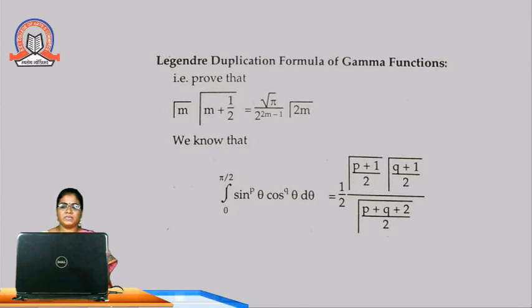Legendre duplication formula of gamma function. So that is gamma m plus 1 by 2 equal to root pi 2 power 1 minus 2m gamma 2m. So already we have seen the integral 0 to pi by 2 sin p theta cos q theta d theta equal to 1 by 2 gamma (p plus 1 by 2) gamma (q plus 1 by 2) upon gamma (p plus q plus 2 by 2).